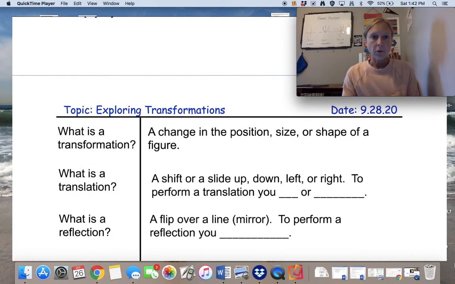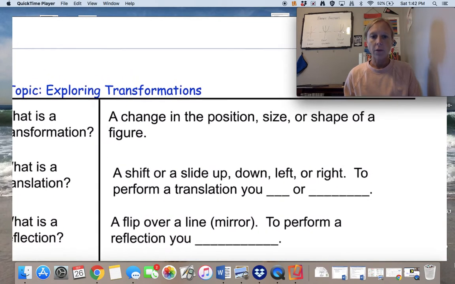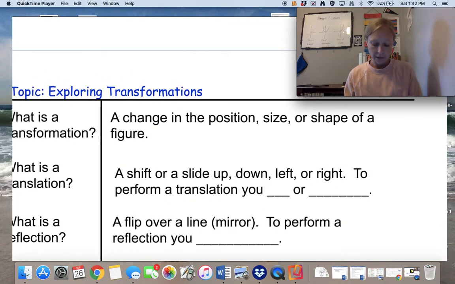But just to review, what is a transformation? A change in the position, size, or shape of a figure. What is a translation? It's a shift or a slide that can go left, right, up, or down. Now, in order to perform a translation, what we need to be doing to the function or the points is we add or subtract.